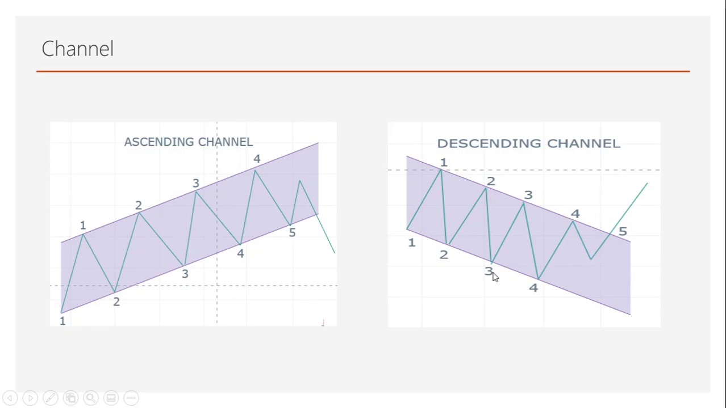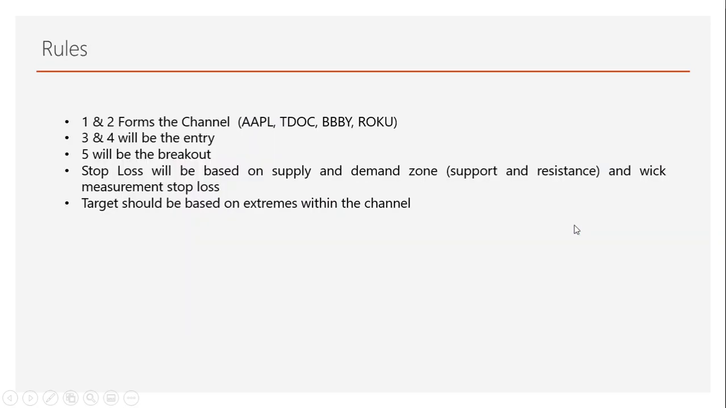So at number 3, on the bottom side we do buying, and on the top side we do the selling. So what are the rules related to this channel? As I said, 1 and 2 form the channel, 3 and 4 will be the entry, 5 will be the breakout.